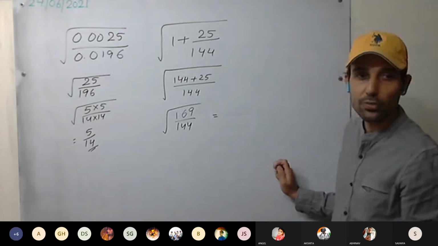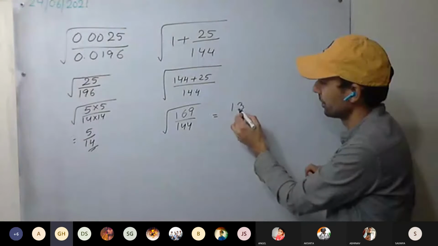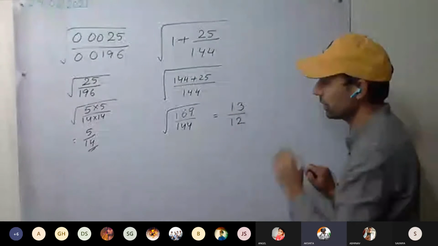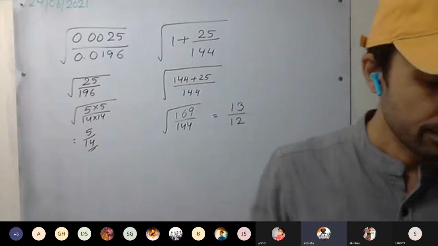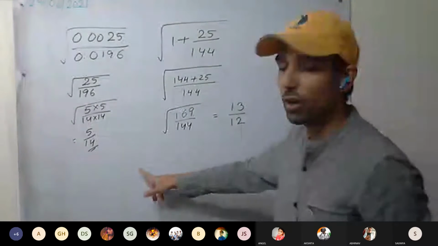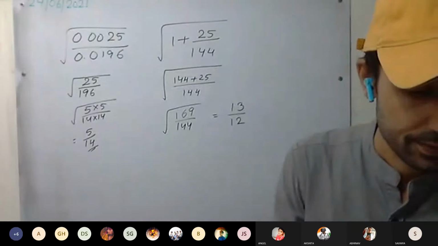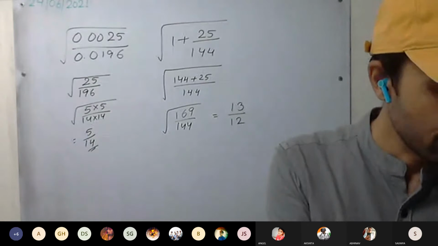You can easily figure out that 169 is the square of 13, so the answer is 13 upon 12. Okay, do the next one. 289 we have already seen. This is the square of 17. Do the next one.